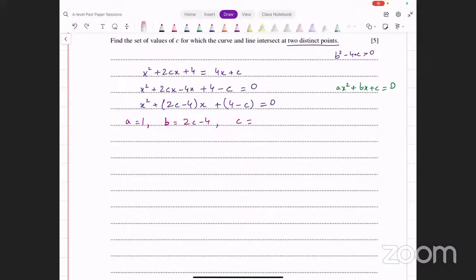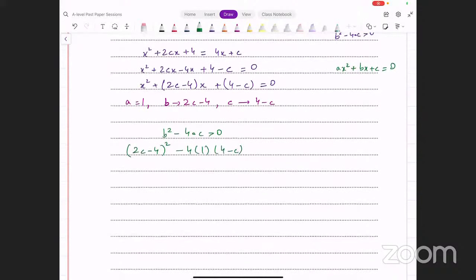So rather than using the equality sign, you can actually use an arrow. के b की जगह पे हम 2c minus 4 डाल रहे होंगे, और c की जगह पे b² minus 4ac के अंदर we're going to be inputting 4 minus c. Okay, so we use b² minus 4ac greater than 0. Why? Because the graphs are intersecting at two distinct points. इसके अंदर values input कर दें आप. b is 2c minus 4, so we've got square of that, minus 4 into 1 into 4 minus c. That should be greater than 0, and that's going to give us the values of c that we were looking for.